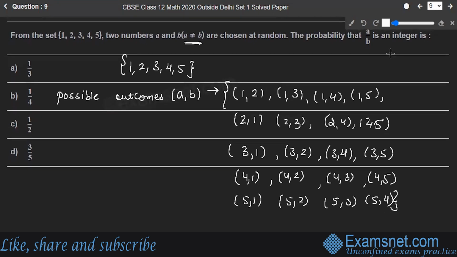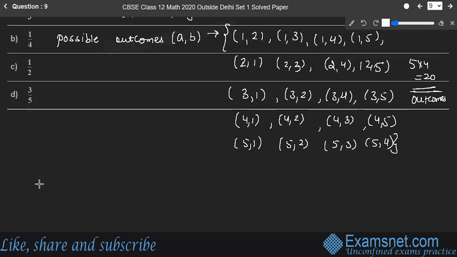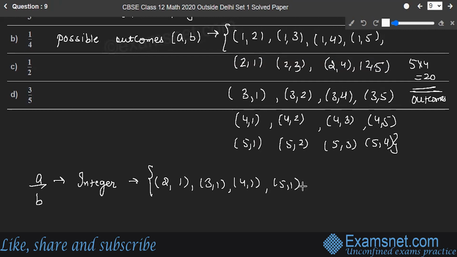So how many are these? 1, 2, 3, 4, 5. So they are 20. Total 20 outcomes are there. Now, you have to find the probability that A upon B is an integer. A upon B is an integer. It happens in the cases of 2, 1, 3, 1, 4, 1, and 5, 1.